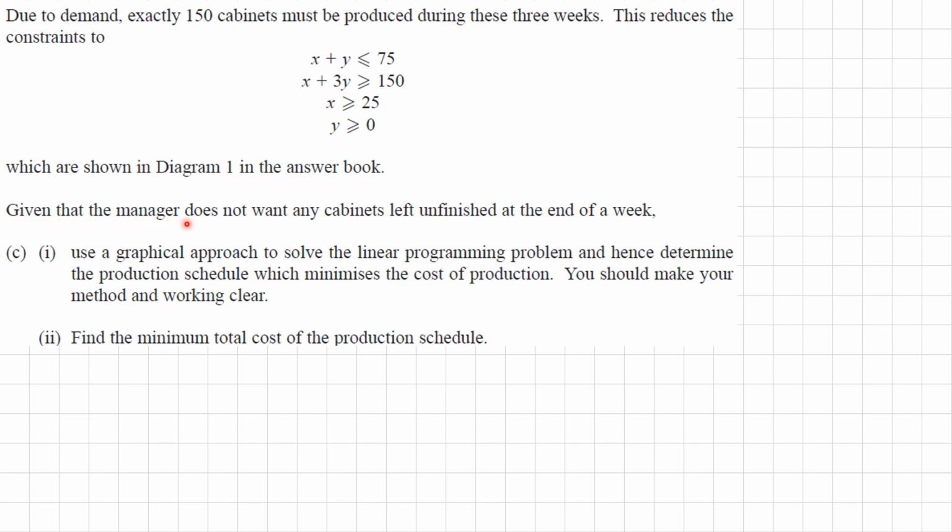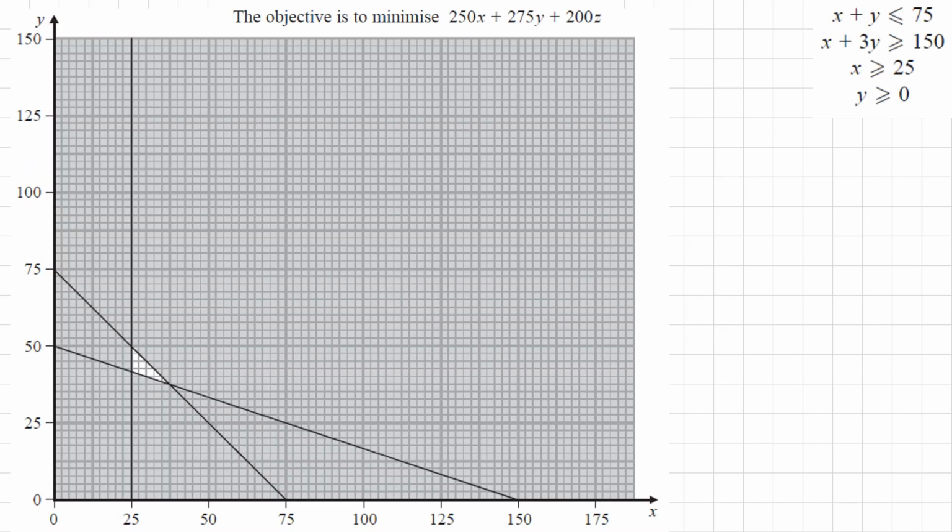Given that the manager does not want any cabinets left unfinished at the end of a week, part C: use a graphical approach to solve the linear programming problem and hence determine the production schedule which minimizes the cost of production. You should make your method and working clear. So here is diagram 1 that is found in the answer book.